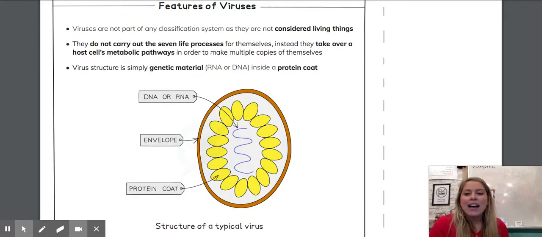But for this unit, really you're just understanding they are not living until they are in a host. Once they are in a host, that is when they can start carrying out the life processes: movement, respiration, sensitivity, growth, reproduction, excretion, and nutrition. And then for the virus structure, make sure you get that diagram written in your notes, have it drawn out. And that is all for this small section.